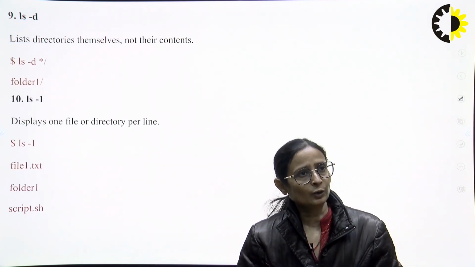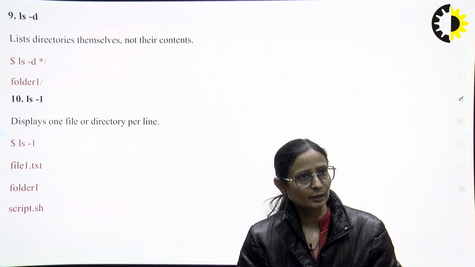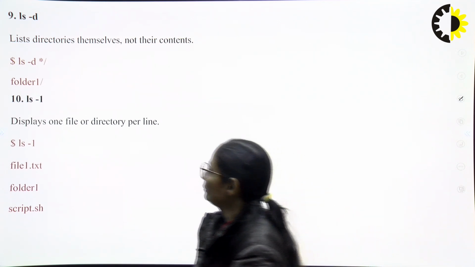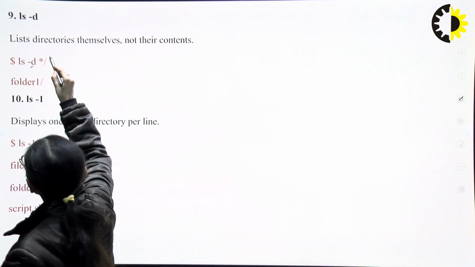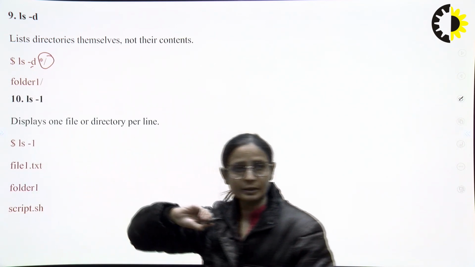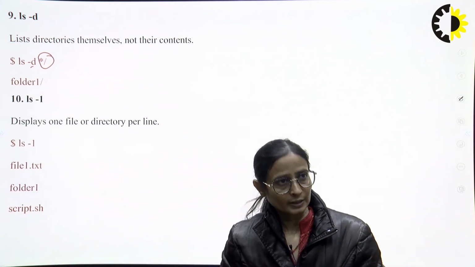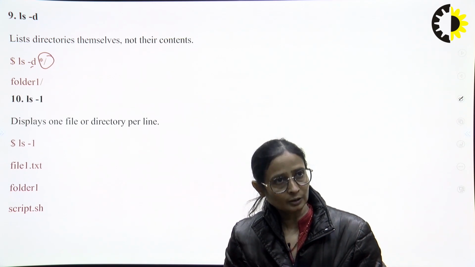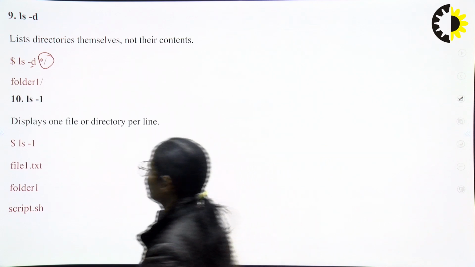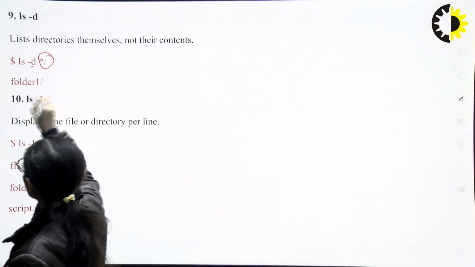If I just want to list the directories, not their contents, then in that case I will use the option -d. Here I have used the option -d, but what this particular thing says is all the directories, you need to show the content. So here there is only one directory present, that is my folder1.